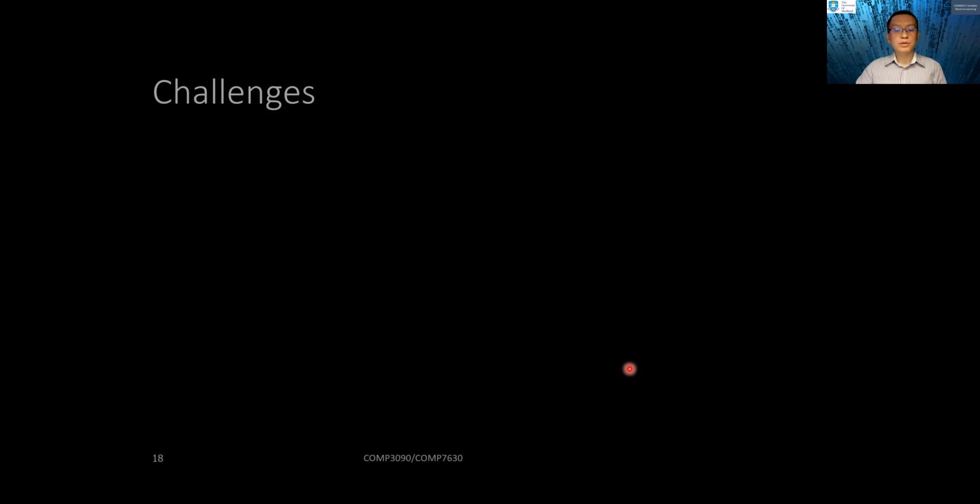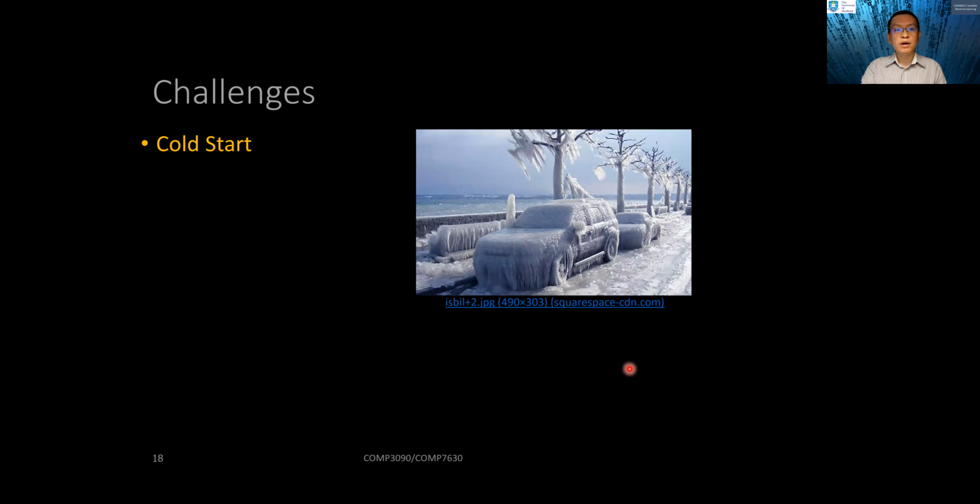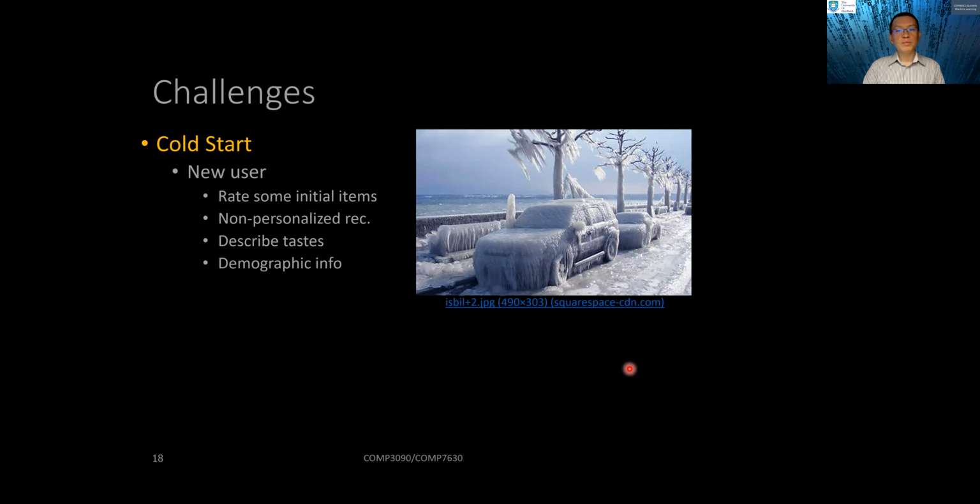And there are several key challenges in collaborative filtering. One very significant challenge is called the cold start problem. That is the case, for example, when we have a new user. The new user has just registered and there is no information about the user. They didn't rate any items. So therefore you have a cold start problem.